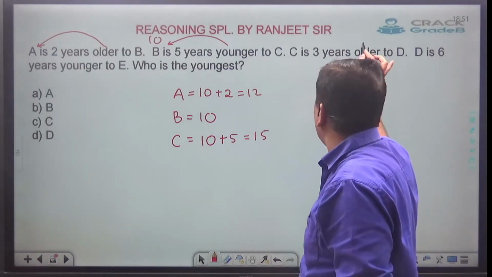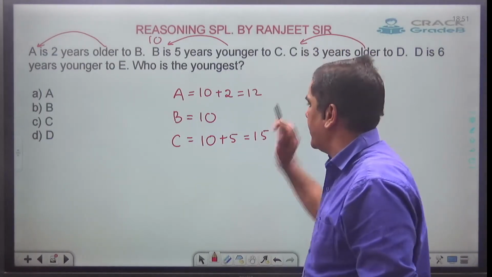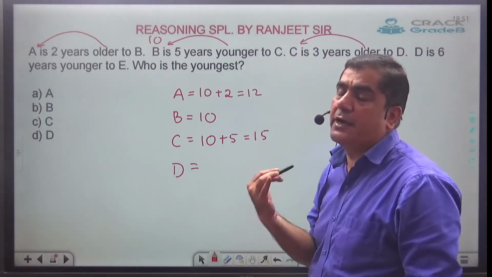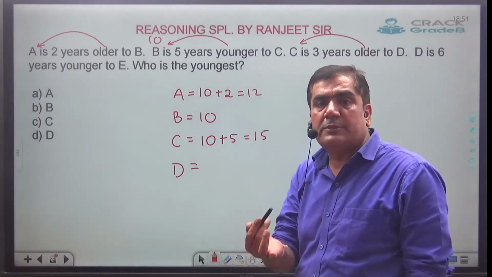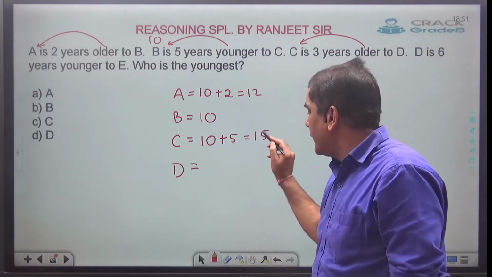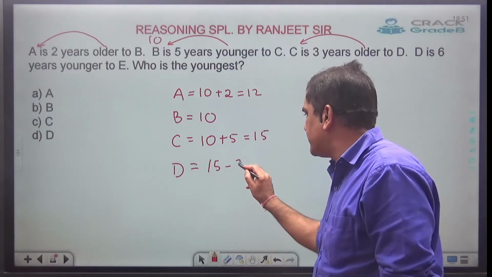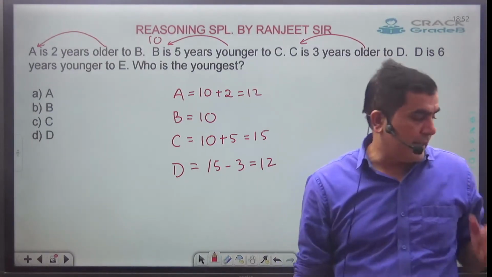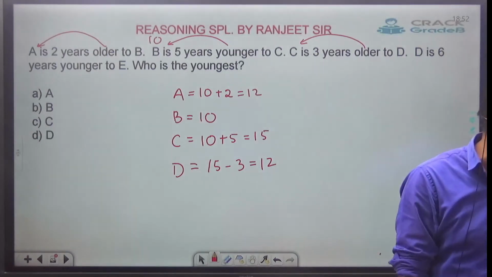C is 3 years older. Who is older? C. So if C is older, then D must be younger. Younger than what? C. How many years? 3. So if C is 15, D must be 15 minus 3, which comes out to be 12.